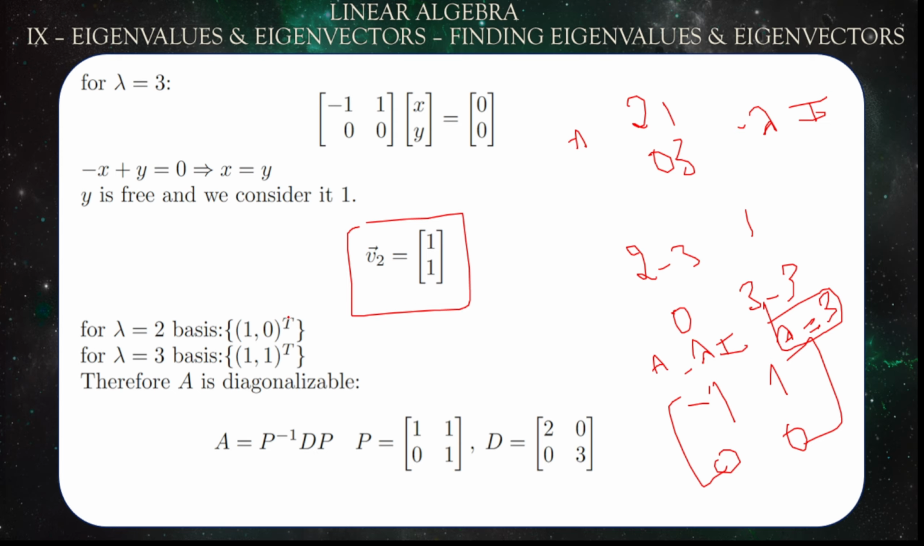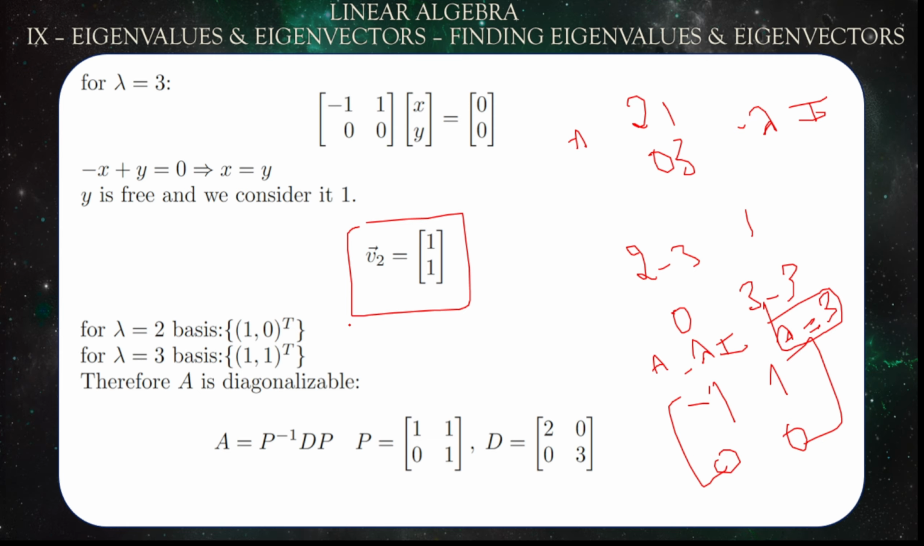So for lambda equal 2, the basis is the first eigenvector, 1, 0, the vector we obtained in the previous page. For lambda equal 3, the basis is 1, 1, which is v2. Therefore, A is diagonalizable. Now why? Because the basis is 1 by 1, both for lambda 2 and lambda 3.